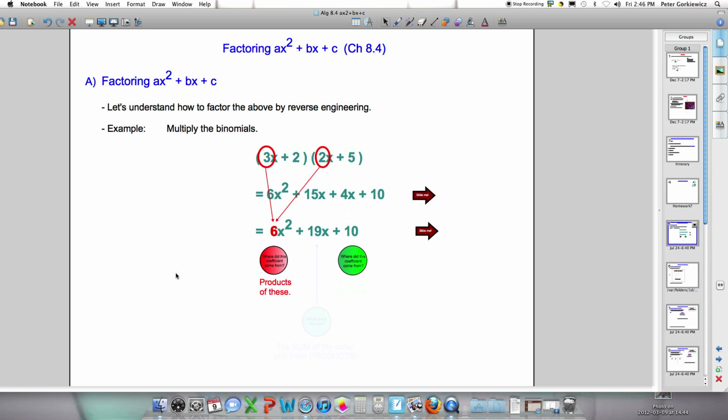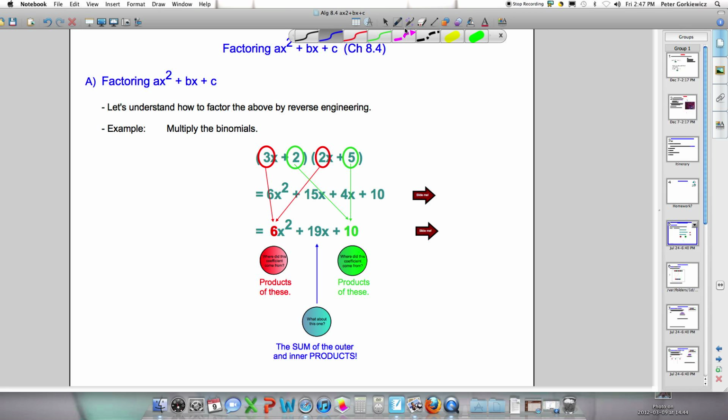Great, easy. So where did this coefficient come from, this 6? Well, it came from the product of this and this. All we're looking at is patterns right now. Where did this come from, this 10? Well, it came from these products. Yeah? So what about this weird middle one? Well, if you take a look at it, it's the sum of the outer and inner products. So let's think about that real quick. It's the sum of the outer and inner products.